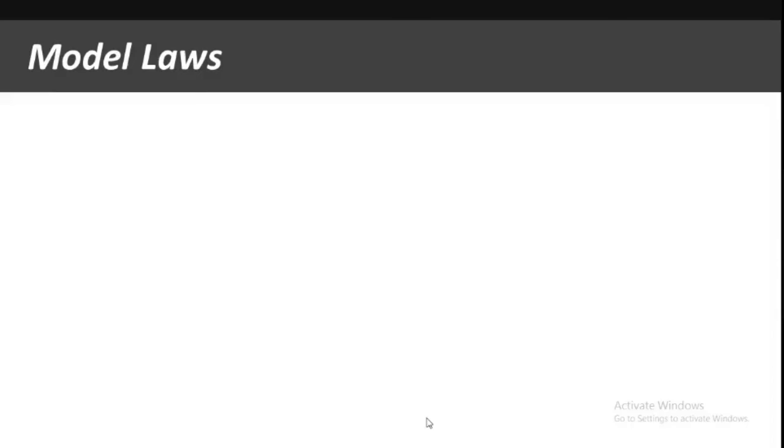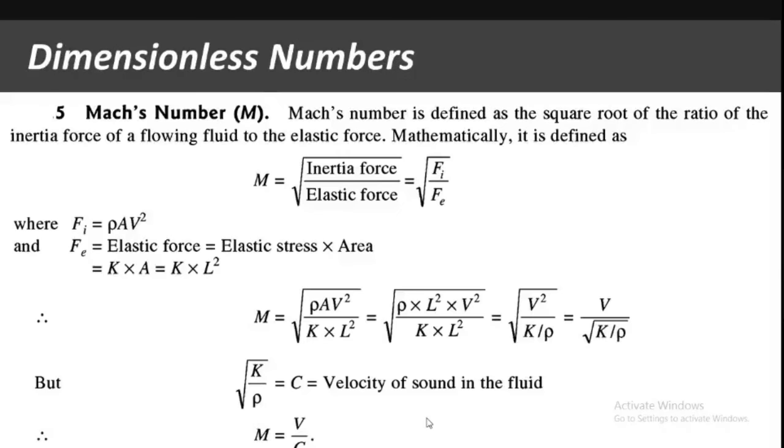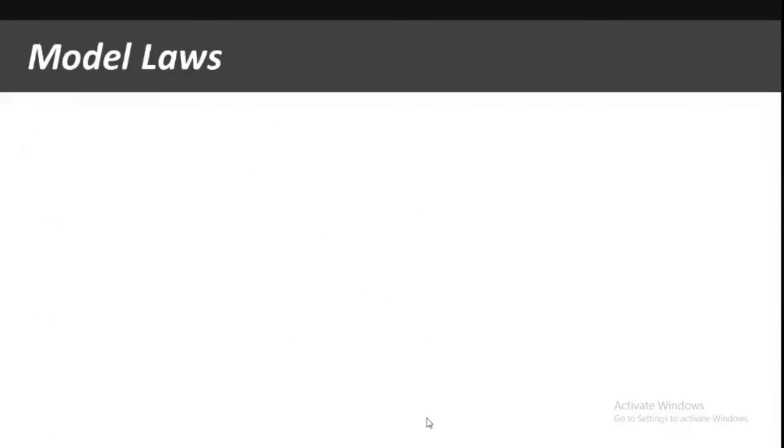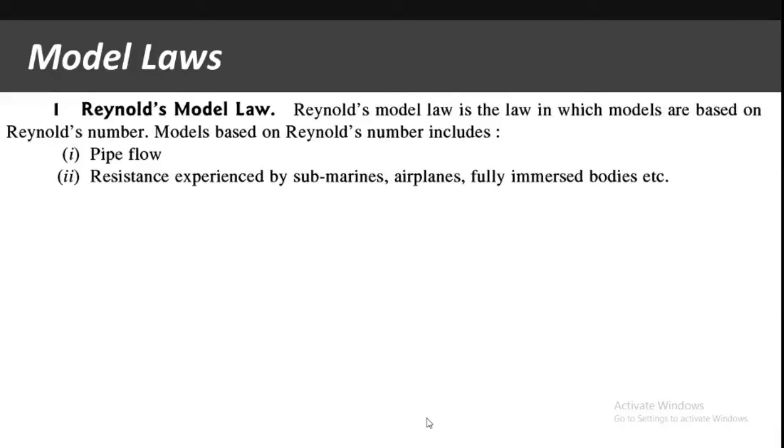Okay, if you understand these dimensionless numbers, we will come back to our model. There was the model and prototype. So basically there are some laws for model and prototype. Based on the type of flow, there are some laws which the model should satisfy. First is Reynolds Model Law. It is a law in which we check whether the Reynolds number of the model and prototype are the same.